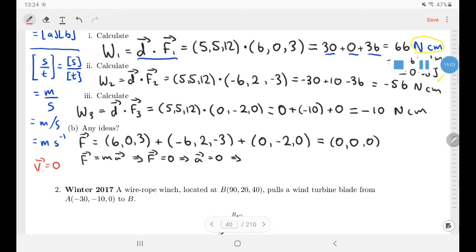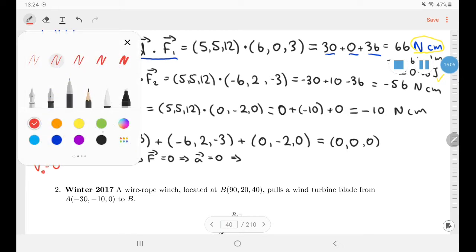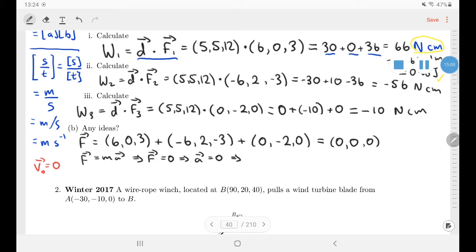If the initial velocity is 0 and the acceleration is 0, that means the velocity does not change. So that means the velocity for all times is 0. And if you've no velocity, you cannot move, cannot change position. Displacement from A to B.